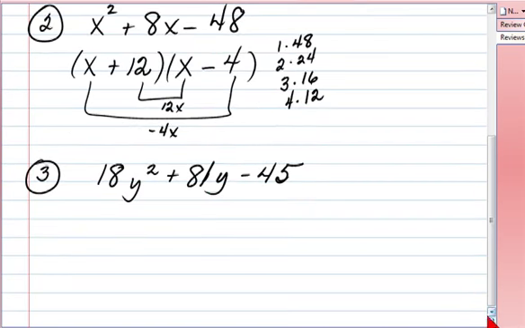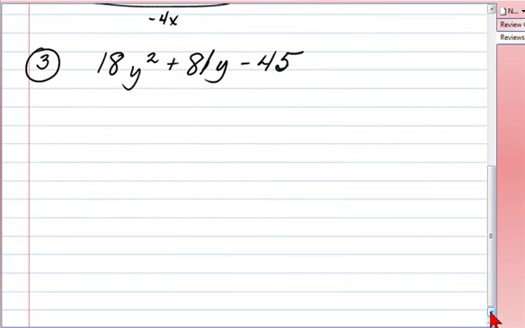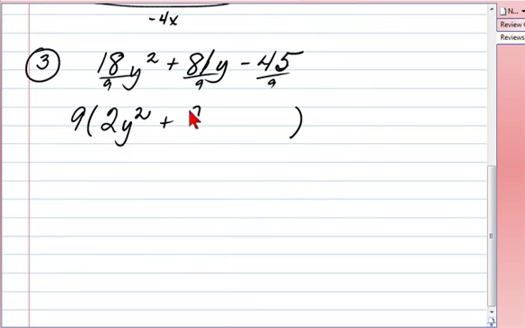And at first I'm thinking, well, gosh, those are big numbers. I don't want to mess with that. But I'm hoping for a common factor. 18, 81, 45. 9. 9 is a common factor. So if I factor out the 9, it is like dividing by 9. That gives me 2y squared plus 9y minus 5.